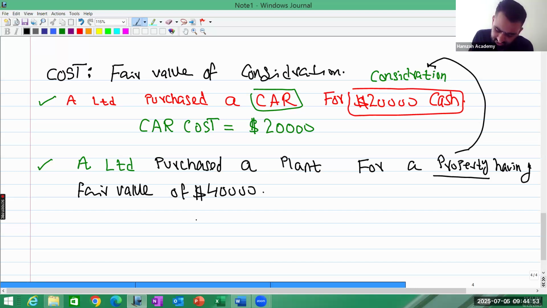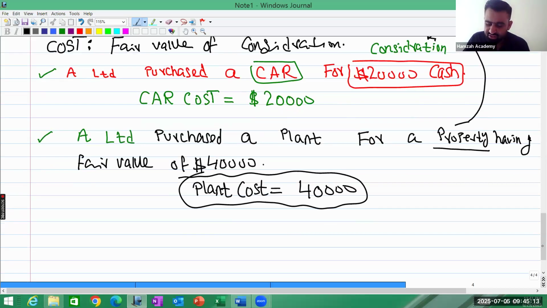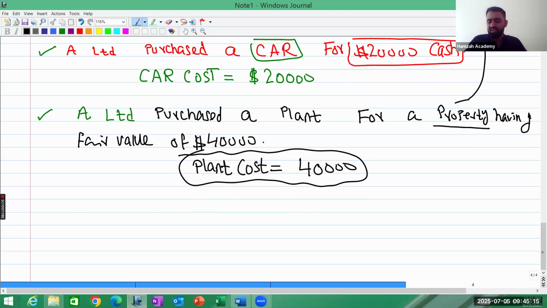So now if someone asks me what's the plant cost, my answer will be the cost of the plant is $40,000. So the cost is the fair value of the consideration. The fair value of the consideration will be the cost. That is the definition of the cost.